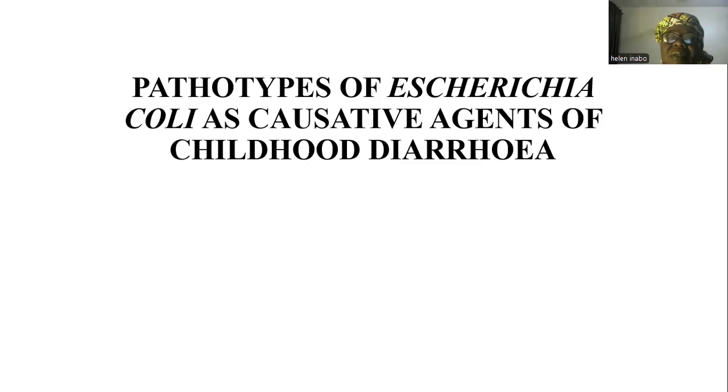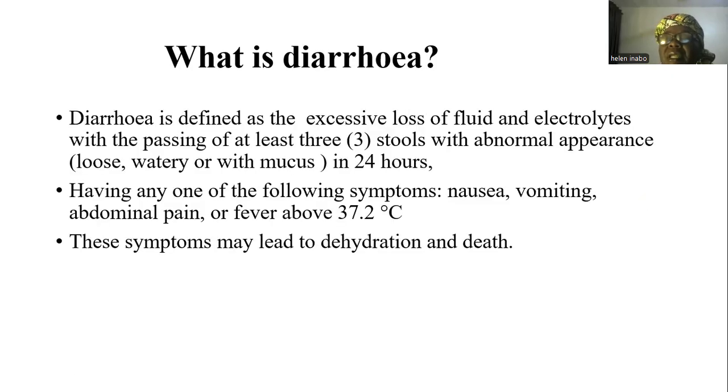I'll be discussing pathotypes of Escherichia coli as causative agents of childhood diarrhea. We'll look at the definition of diarrhea. Diarrhea is defined as the excessive loss of fluid and electrolytes with the passing of at least 3 stools with abnormal appearance. It could be loose, watery, or with mucus in 24 hours.